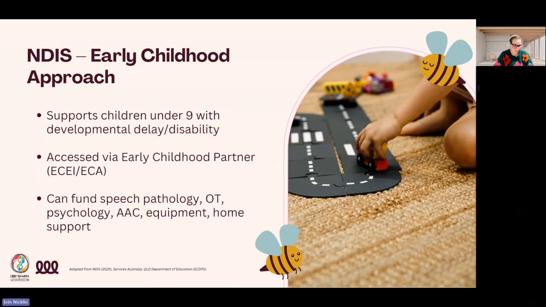NDIS early childhood approach. I won't talk too much about this because there is a lot changing at the moment. However, it does support children currently under 9 years with a developmental delay or disability. There is access via the early childhood partner, so the ECEI or the ECA, and they can fund speech pathology, OT, psychology, equipment, home support, physio, lots of different providers.